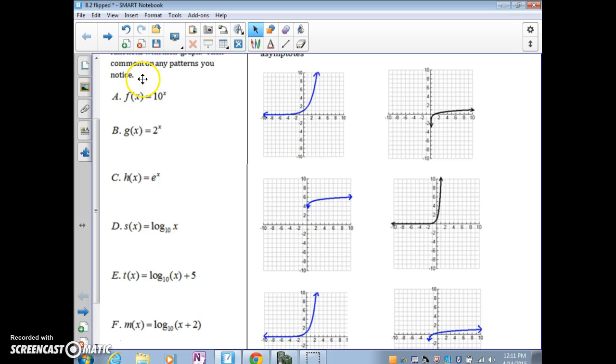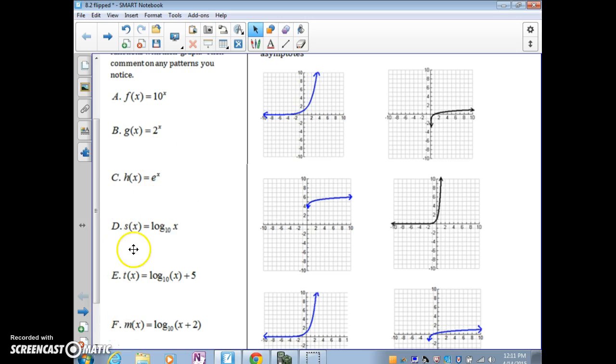So exponential functions are functions where the variable, usually x, is in the exponent. That's why they're called exponential functions. A, B, and C, those are exponential functions. If you'll notice for those three, the variable x is in the exponent.